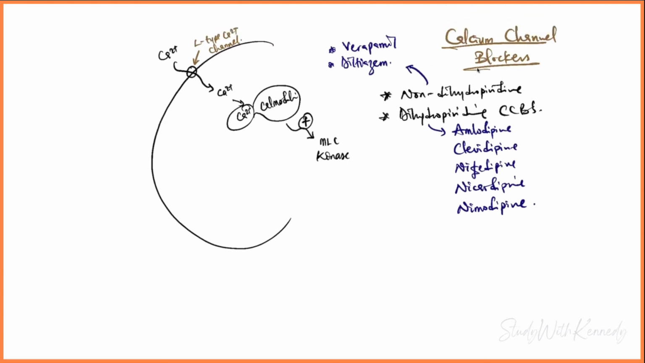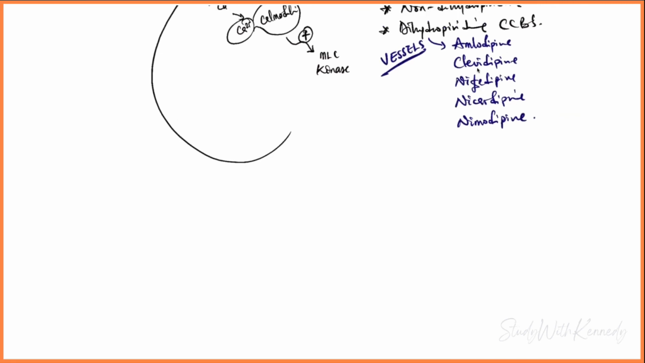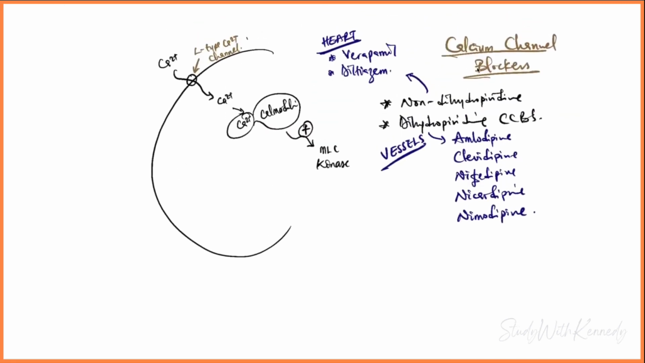Right here, you already notice the difference. Your non-dihydropyridine calcium channel blockers are going to work on the heart, especially. Whereas your dihydropyridine calcium channel blockers work on the blood vessels, for the most part. They're all calcium channel blockers anyway, and they inhibit L-type calcium channels.